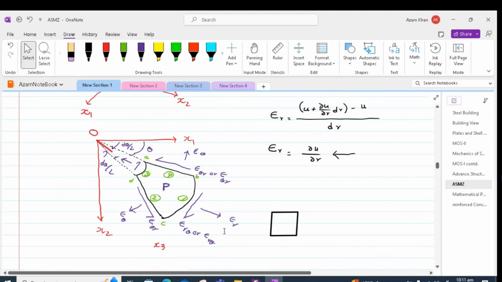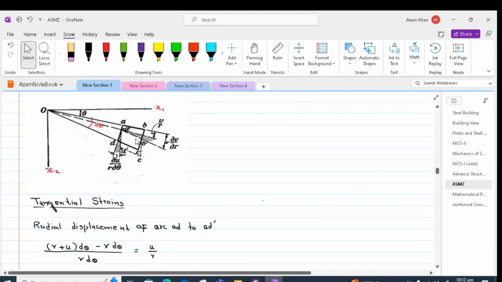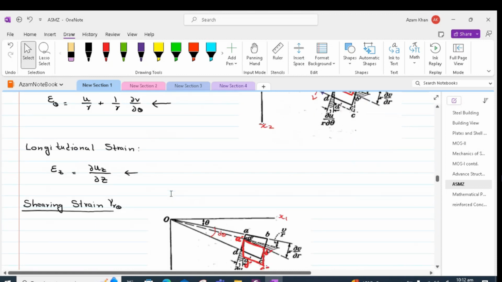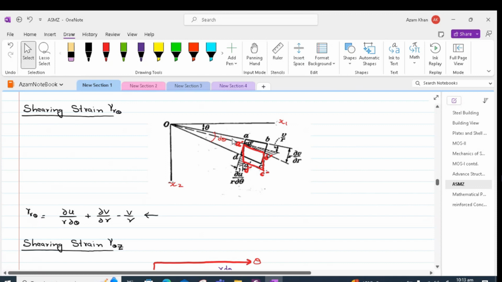So just to emphasize the importance of rigid body movement within the plane of our body, we assume the axial strain of the element in the tangential direction will include the effect of radial displacement and the tangential displacement. And in shear strain, it will include the effect of the rigid body rotation. The magnitude of the rigid body rotation is taken as V by r, which represents the angular displacement due to rotation of the element ABCD as a rigid body about the axis through O.